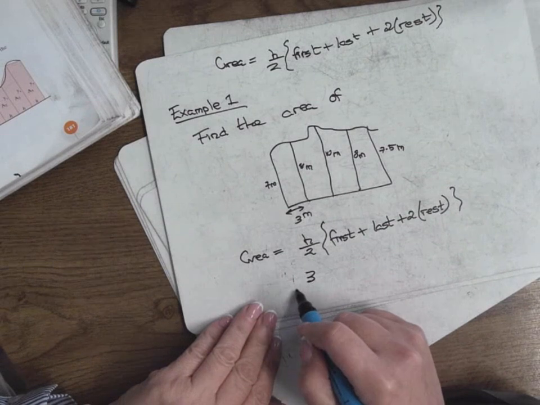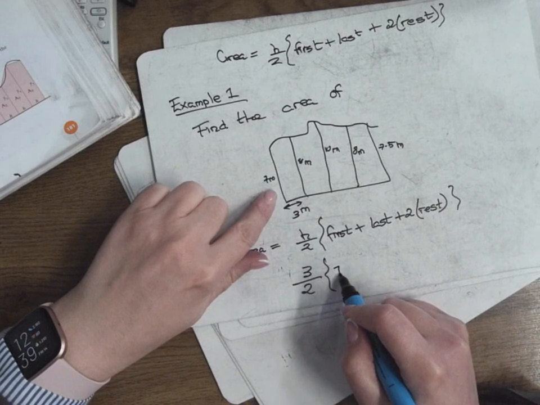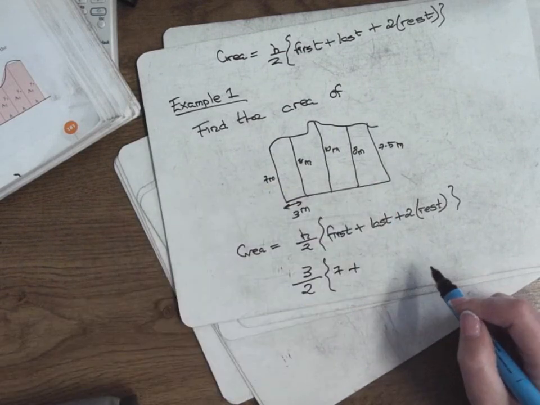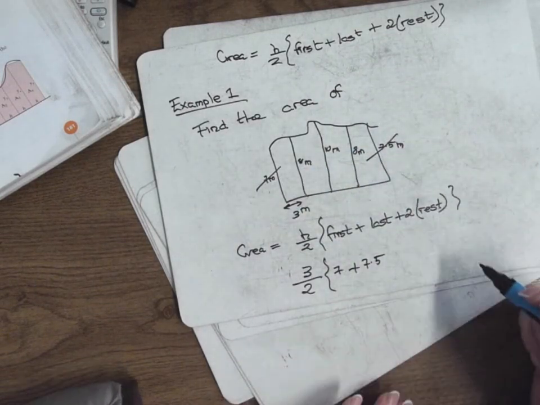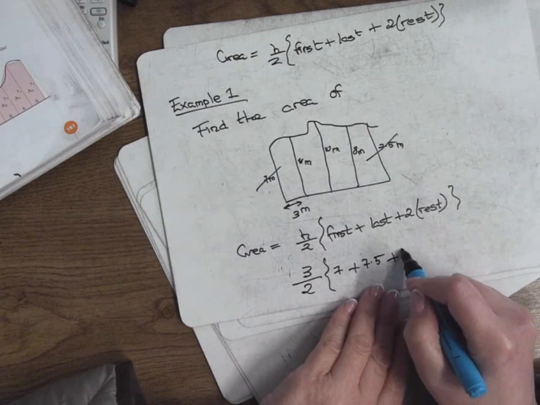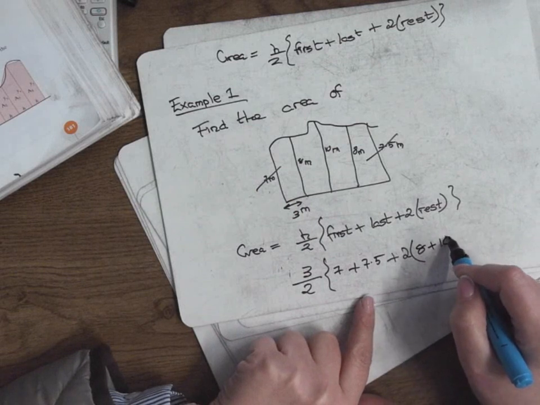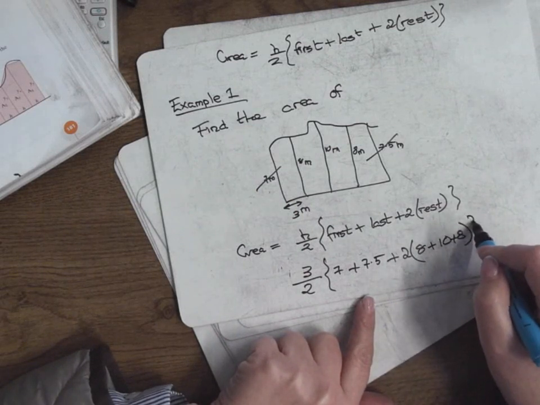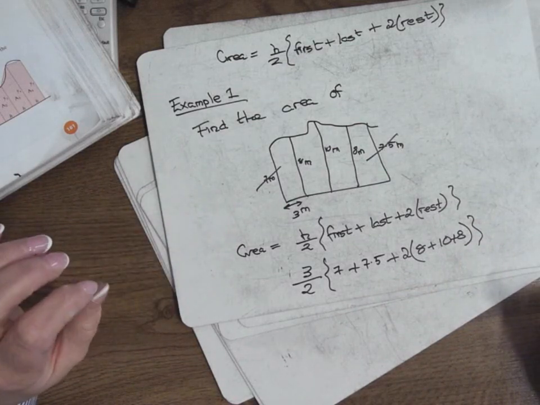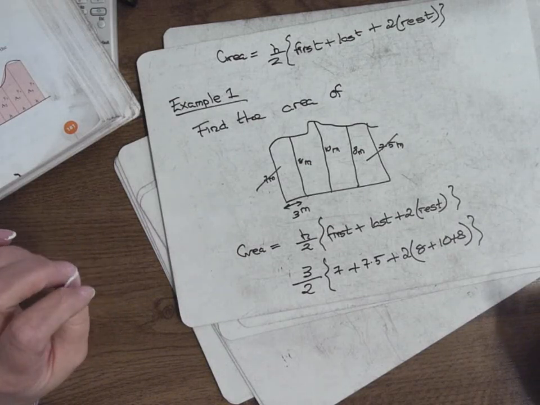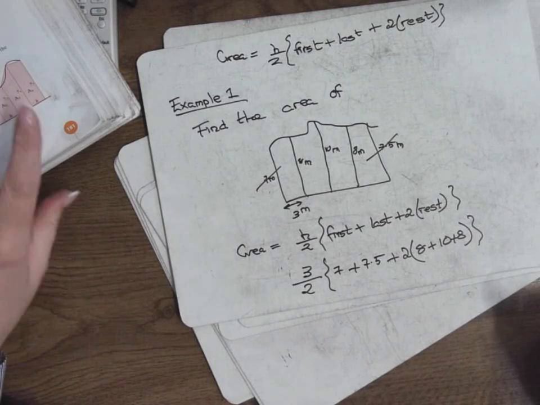So h is 3, over 2, into the first, the first vertical line, which is 7, plus the last, which is 7.5. Those go in once, so they're done, plus twice the rest. So you add up the ones that are left, 8 plus 10 plus 8, into the calculator and press equals. So that's 18, 26, then 52, 66.5, multiplied.